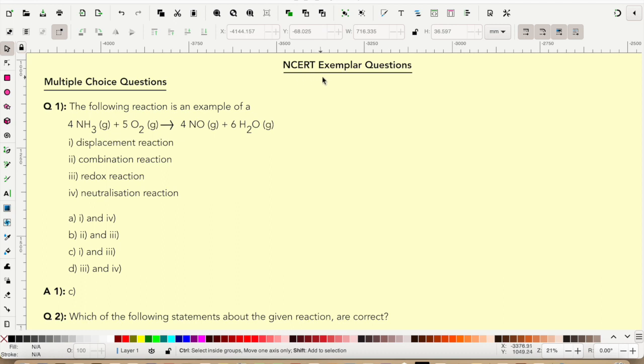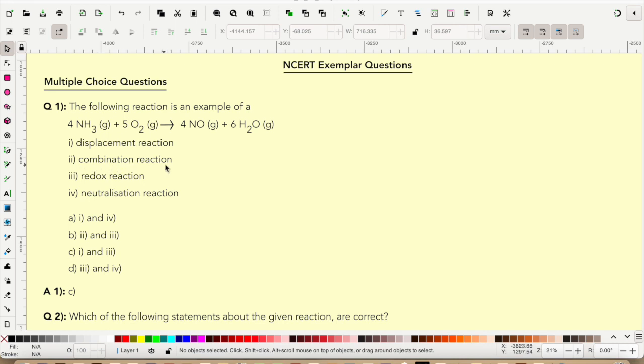Now let us see some NCERT exemplar questions. First question is, the following reaction is an example of a displacement reaction, combination reaction, redox reaction, neutralization reaction. And the reaction is 4NH3 plus 5O2 makes 4NO plus 6H2O. Now let us analyze. In this reaction, O2 is displacing hydrogen from NH3 to make NO. So this is displacement reaction.